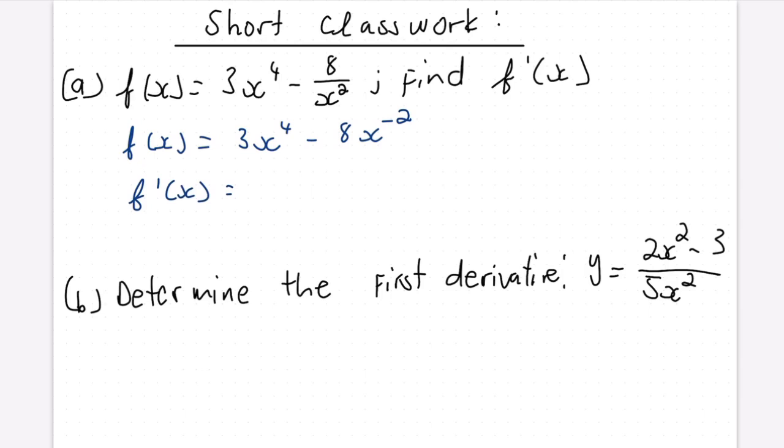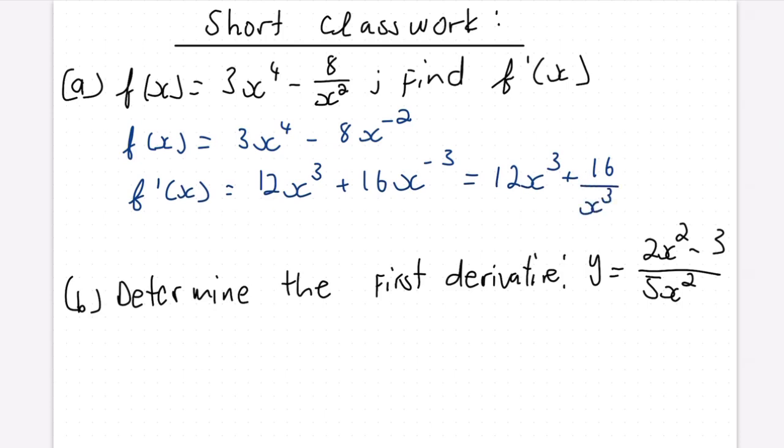So now that I've simplified f of x and I'm about to start deriving, I'll start writing f prime of x. So f prime of x is equal to 12x to the 3. And this is going to be plus 16x to the minus 3. Okay, and if you want to be just a bit more concise, we'd rewrite that negative exponent by moving the x down to the denominator to become x to the positive 3.